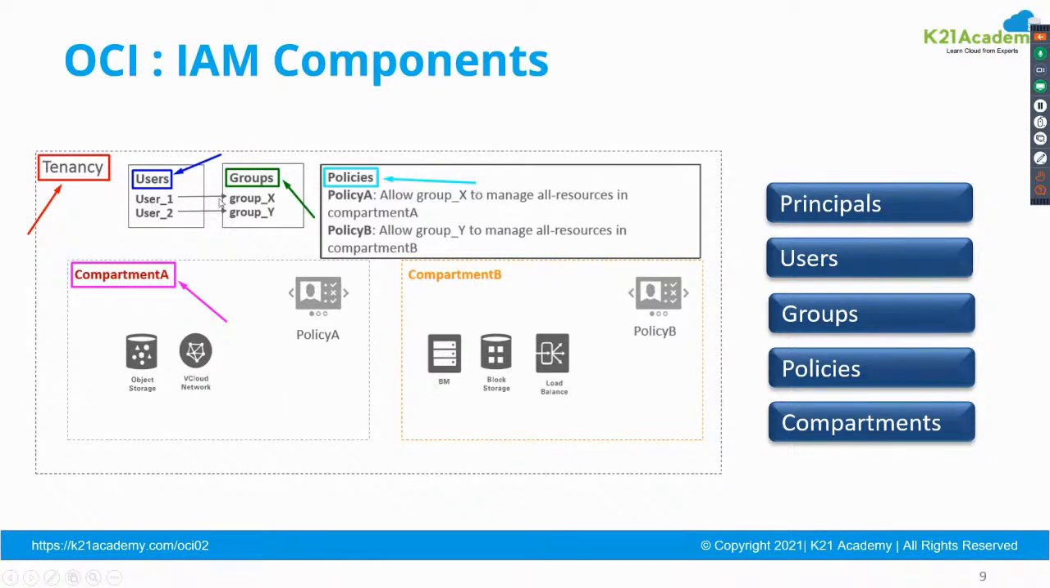So here user 1 is going to get access to, say, compartment A, and user 2 is going to get access to compartment B. But at the same time, user 2 cannot access compartment A, or user 1 cannot access compartment B, because I have not added it. Now a user can be added to multiple groups as well.